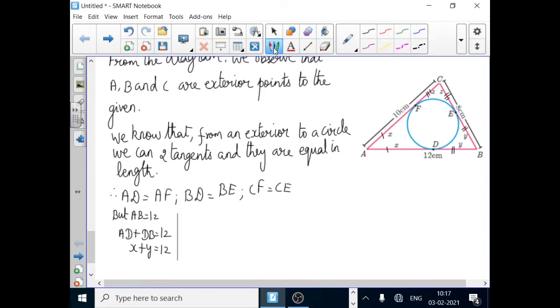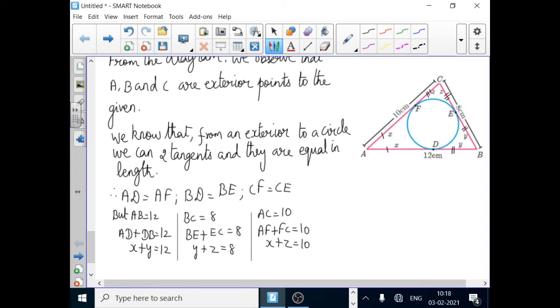Next, BC is equal to 8. BC can be written as BE plus EC, that is 8. This can be written as y plus z equal to 8. Next one, AC. AC is equal to 10. AC can be written as AF plus FC, that is equal to 10. AF can be written as x. So x plus z equal to 10.